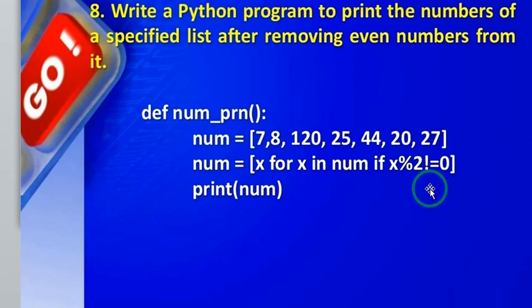Now we have to print the numbers after removing even numbers from the list. So let's say the list is num, then we do x for x in num, and this is basically the same as for character in num, and if this character mod 2 is not equal to 0, then we print that number, because x mod 2 is just telling us whether it's even or not. If x mod 2 is not equal to 0, then that means that it's an odd number.